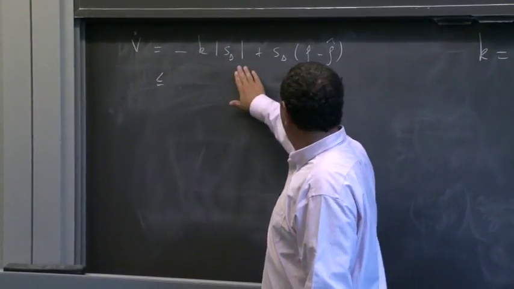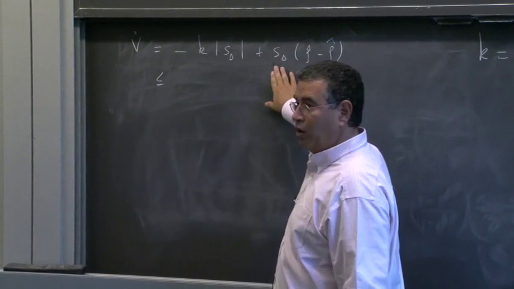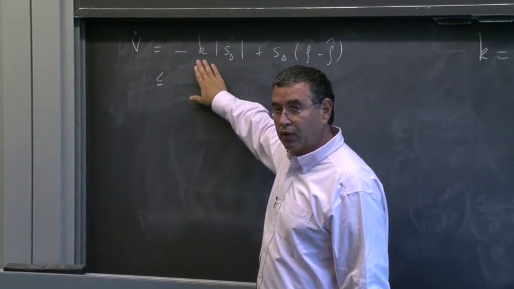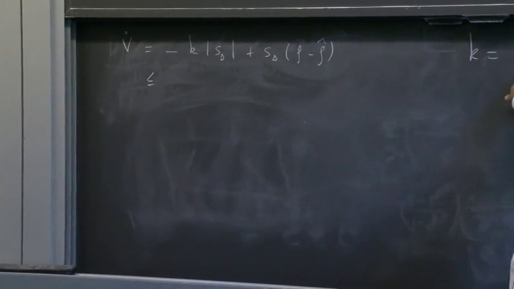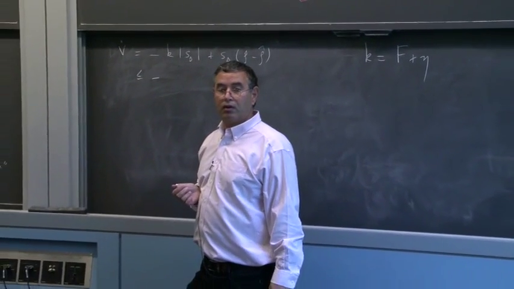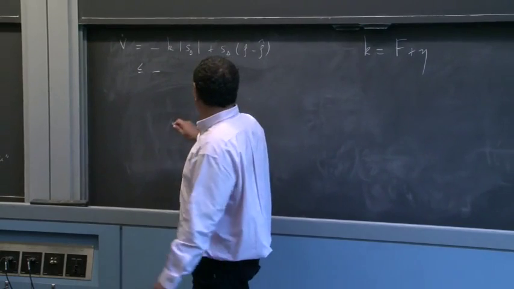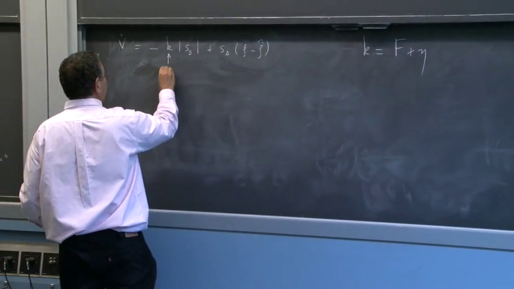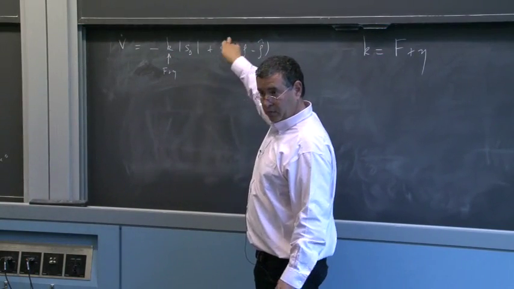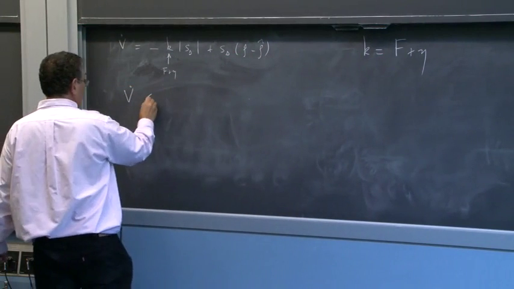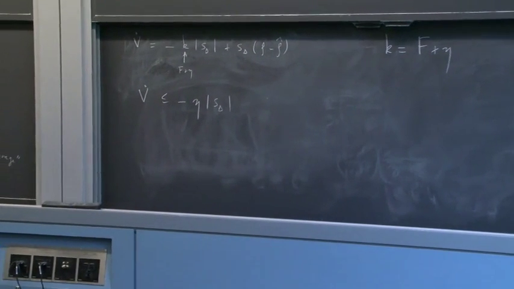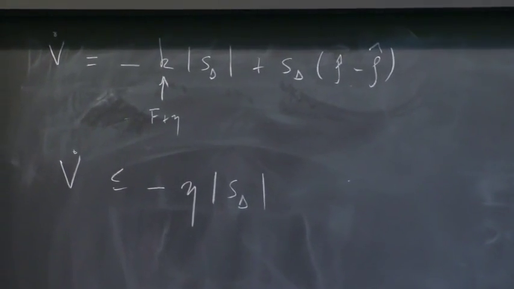This term here is negative, and this term here is whatever it is, but in absolute value it is less than this term, because K is larger than capital F. So what's left here? Remember K is F plus eta, so in absolute value it bounds this term. So V dot is simply less than minus eta S delta, because K is F plus eta.